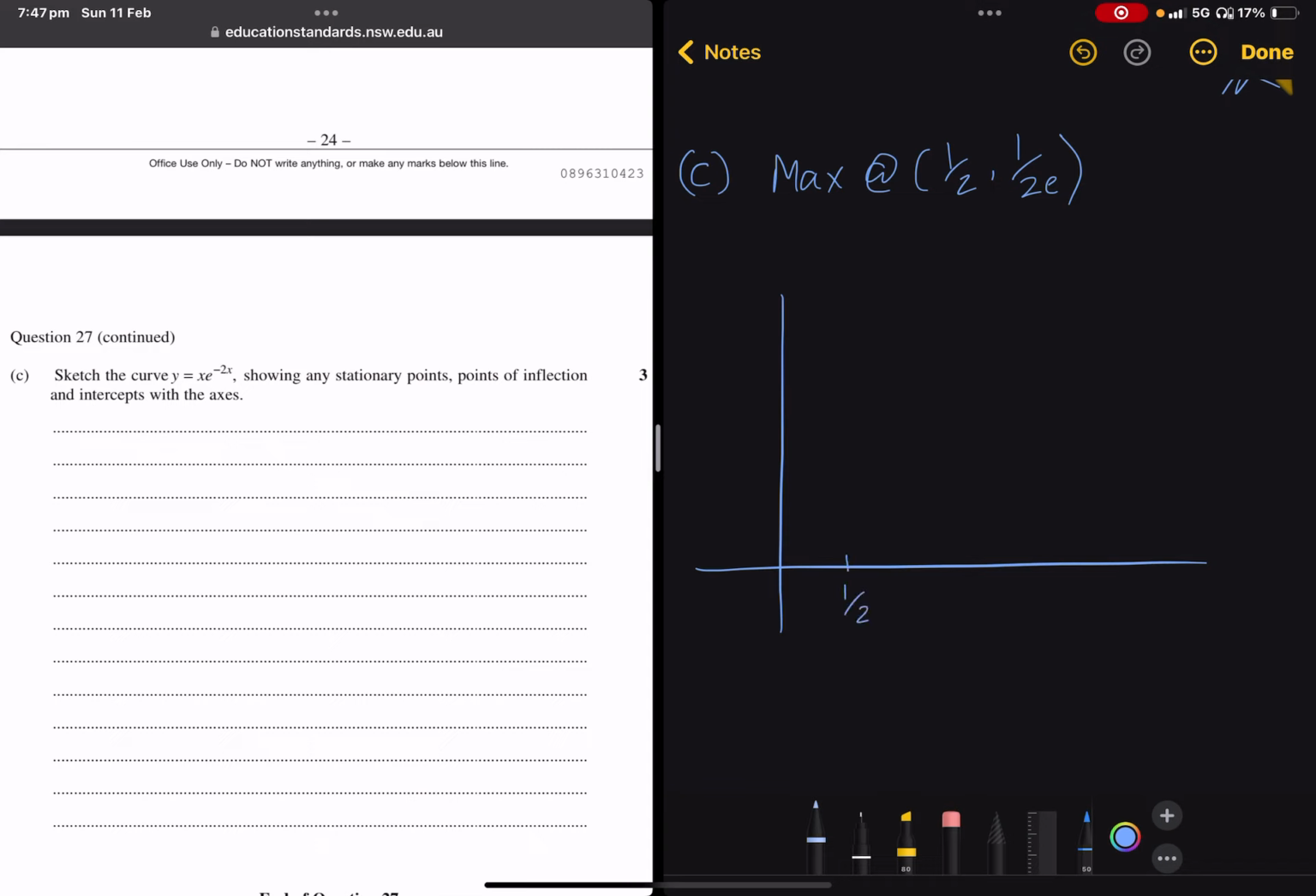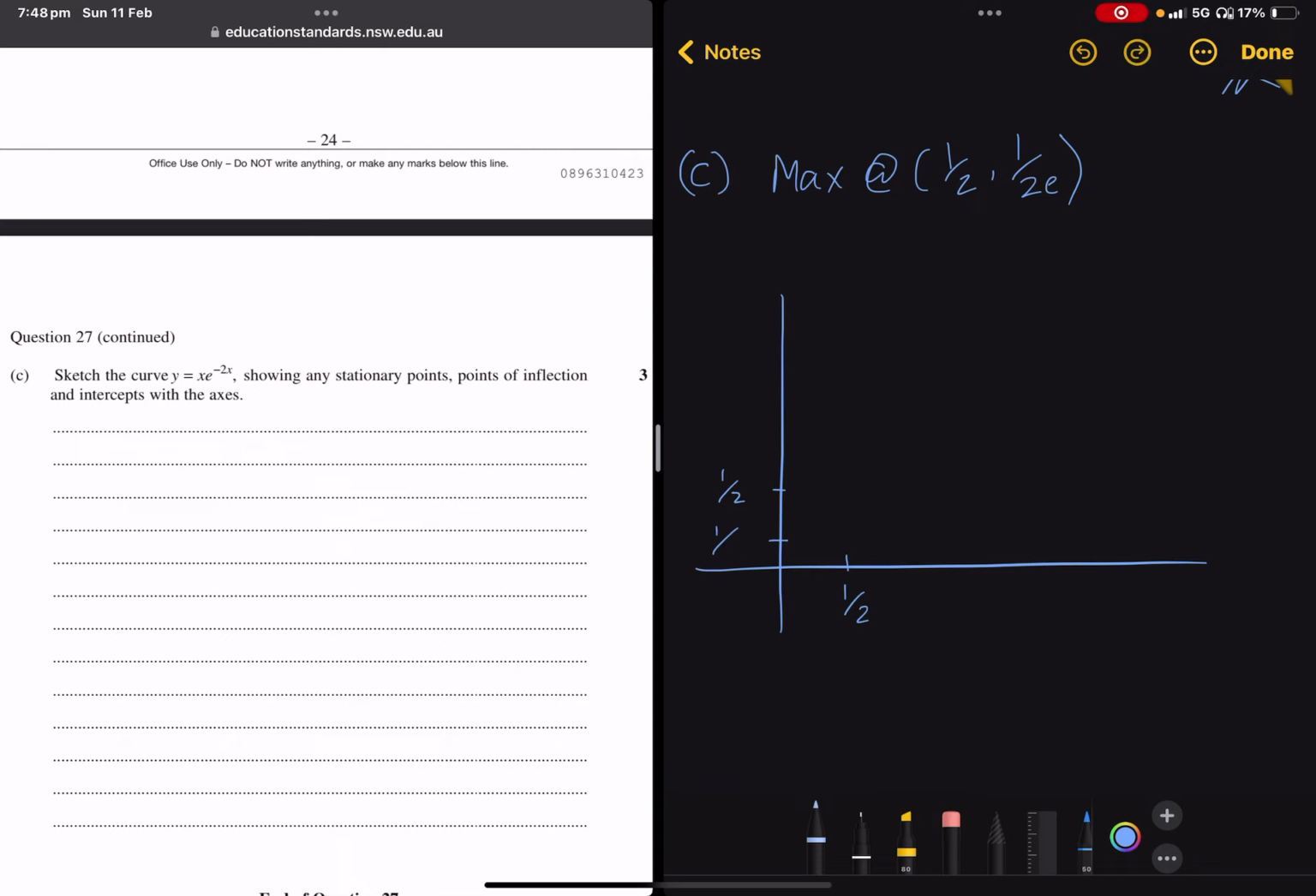e is close to 3. 2 times a number close to 3 is somewhere between 5 and 6. So this value is something like a sixth or something like that. So if this is 1/2, then a sixth will be somewhere down here. This will be 1 on 2e. So this will be a maximum.